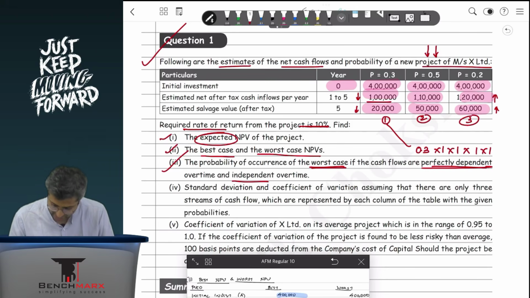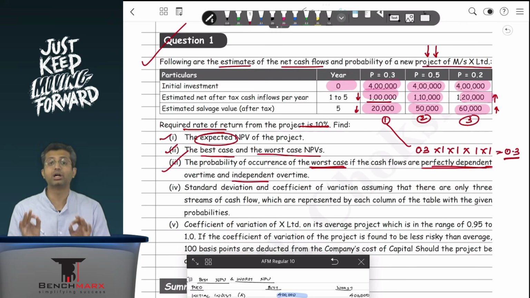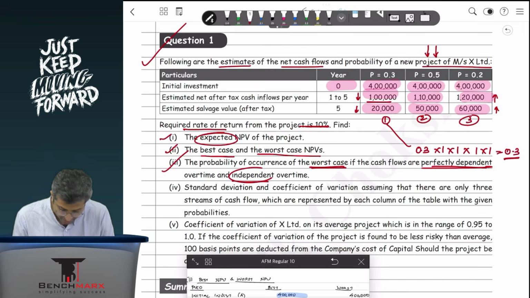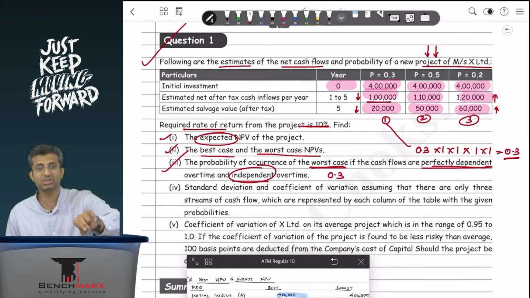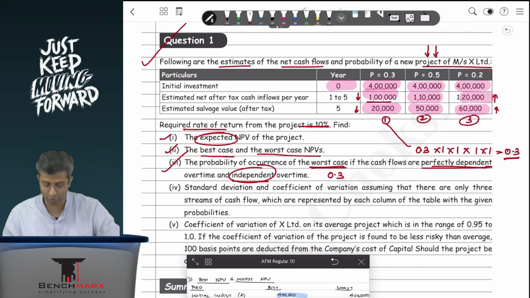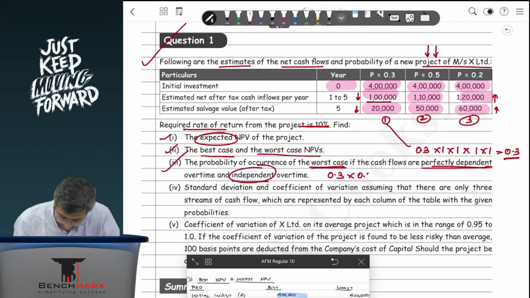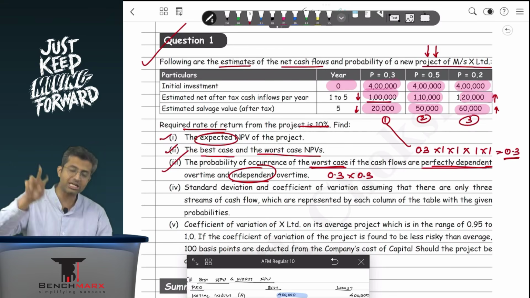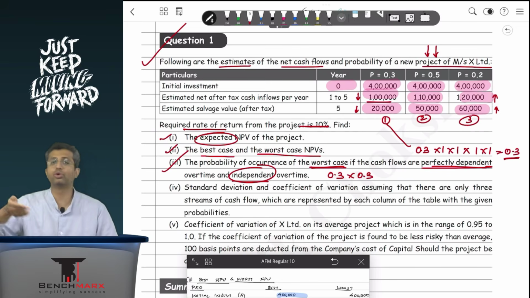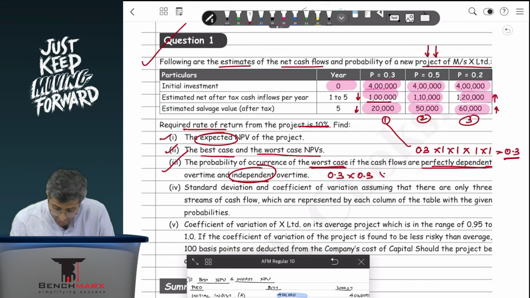And as a result, if I do this calculation, I will see 0.3. This is a 30% chance of the worst case being reached. However, if the cash flows were independent, then each of the years are independent. So will the first year go bad? Well, there's a 30% chance. But merely because the first year goes bad does not mean the second year also goes bad. So for the worst case to be achieved, the first year should go bad, and the second year, and the third year, and the fourth year, and the fifth year. And as a result, you will multiply a fresh 0.3 in each of the years.